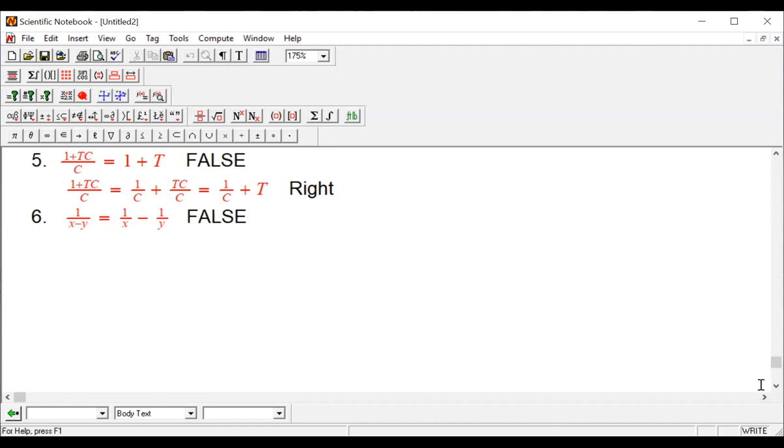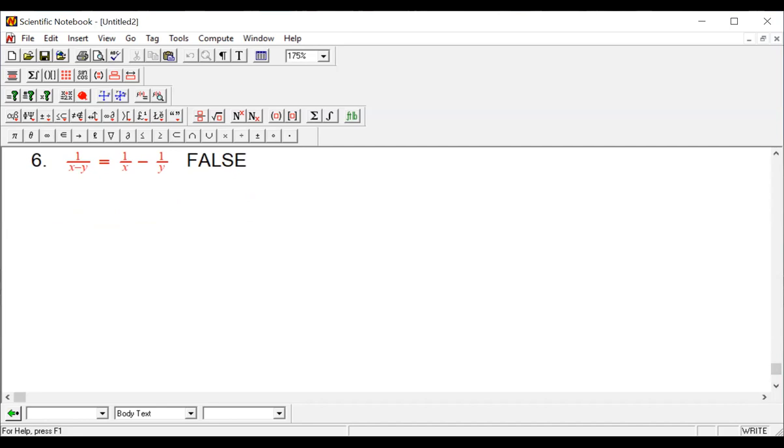Okay. This mistake is actually rather serious. This demonstrates the student has a great lack of experience with fractions. Okay, but here I'm going to give a counterexample.